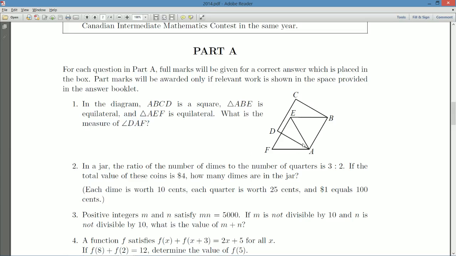For this sort of thing, we're just going to need to do some diagram chasing. We're going to need to fill in angles. We're trying to find DAF. But we know, being a square, we're going to have angles of 90 degrees in the corners. Equilateral triangles, both of them, are going to have angles at their vertices of 60 degrees. Hopefully we can combine these facts and figure out what exactly the measure of DAF is. So let's get ourselves a piece of paper and get going.